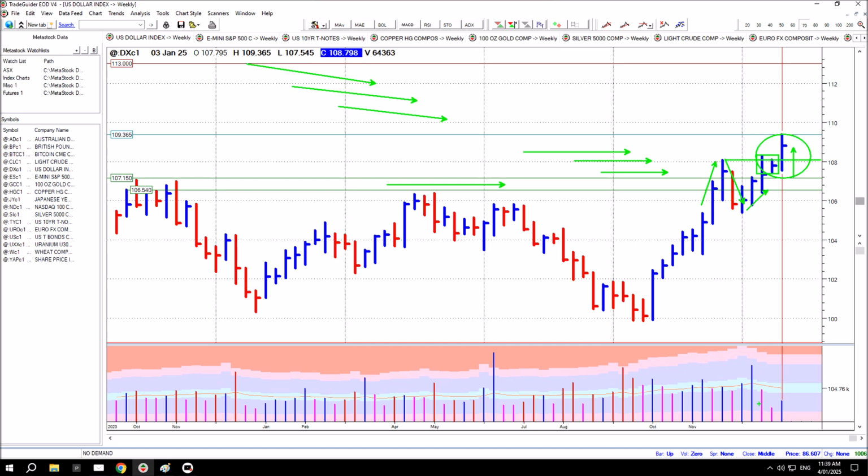I expect that supply will be more prominent up above this level here and may get even stronger as price attempts to move higher. So that'll be a little resistance for the US dollar over the next little bit, I expect.